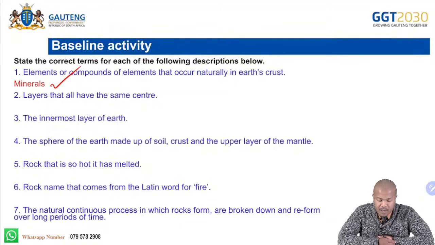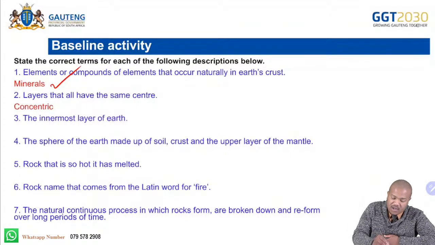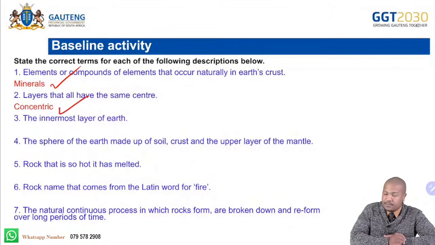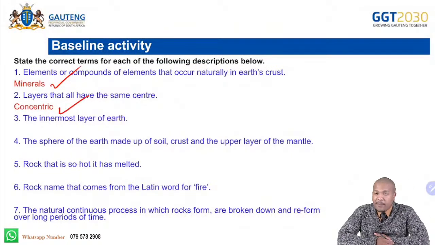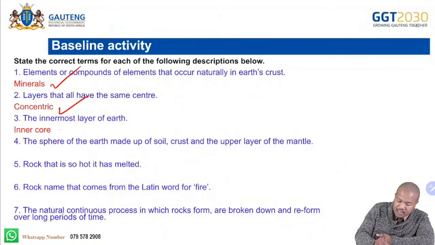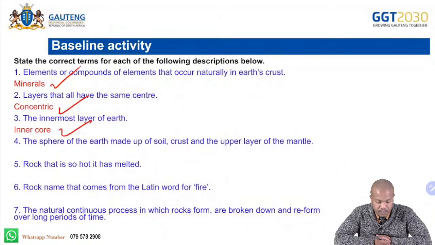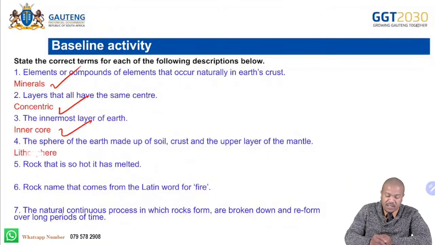Number 2, layers that all have the same center. We say that they are concentric. Those are concentric layers. Then number 3, the innermost layer of the earth, that is the inner core. Then number 4, the sphere of the earth that is made up of soil, crust, and the upper layer of the mantle, that is our lithosphere.